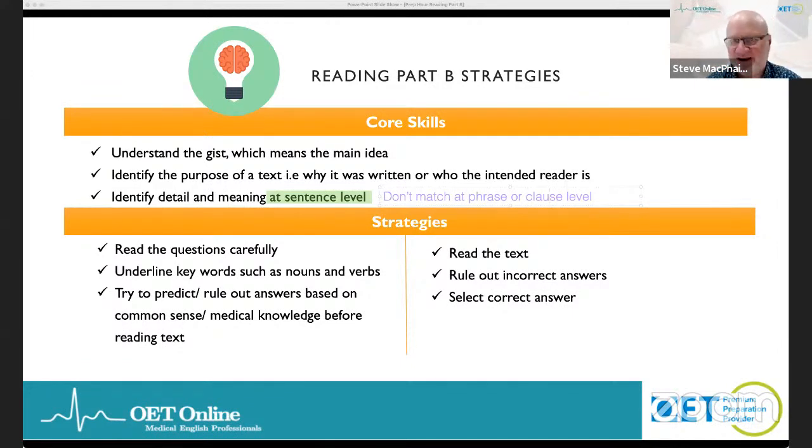Anything with OET, reading part B or C, must always be at the whole sentence level. Otherwise, you're only going to get half the meaning, and there's a high chance your answer will be incorrect. So just remember that all your reading should be at sentence level. You might try to save time, skim over some words, but you're doing that at great risk.